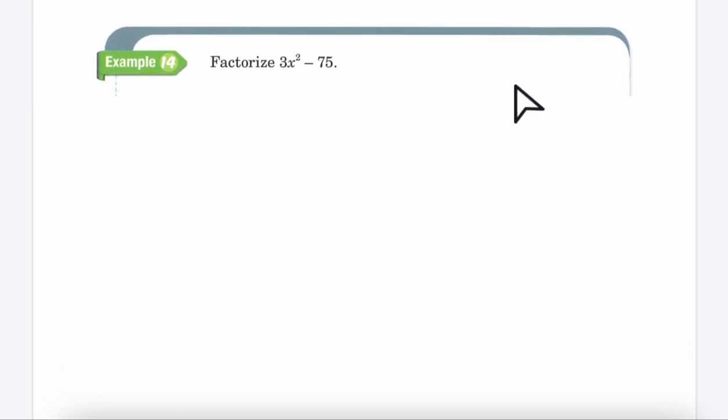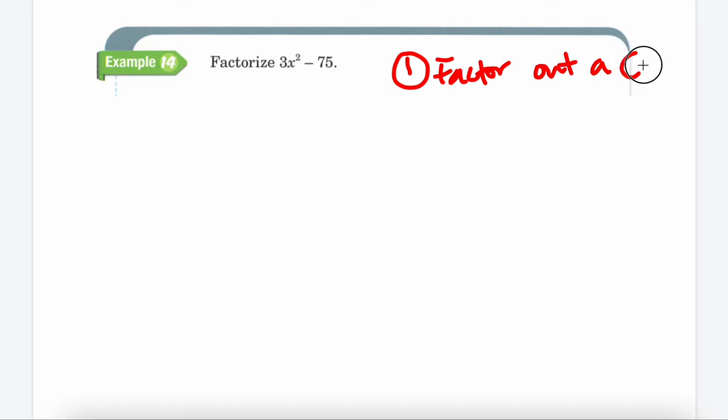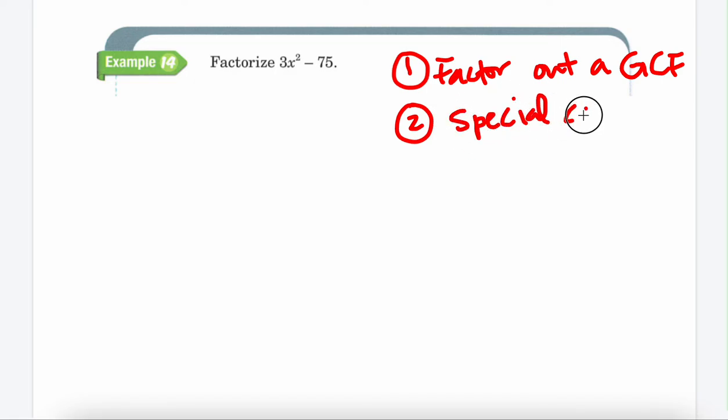Okay, our last problem. We need to factor this, 3x squared minus 75. So here you're probably looking at this problem and you're thinking, I can't square root 3, I can't square root 75, so this is impossible. No, first, before you use your special cases, go ahead and see if you can first factor out a greatest common factor, or a GCF, and then you can see if you can use your special cases.